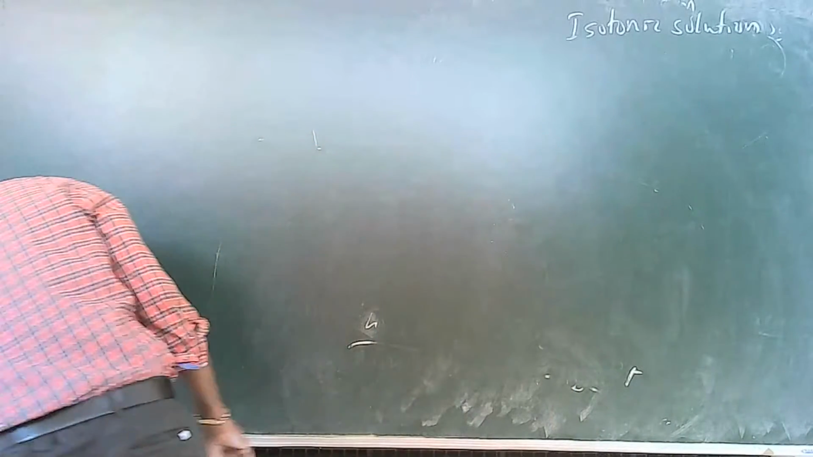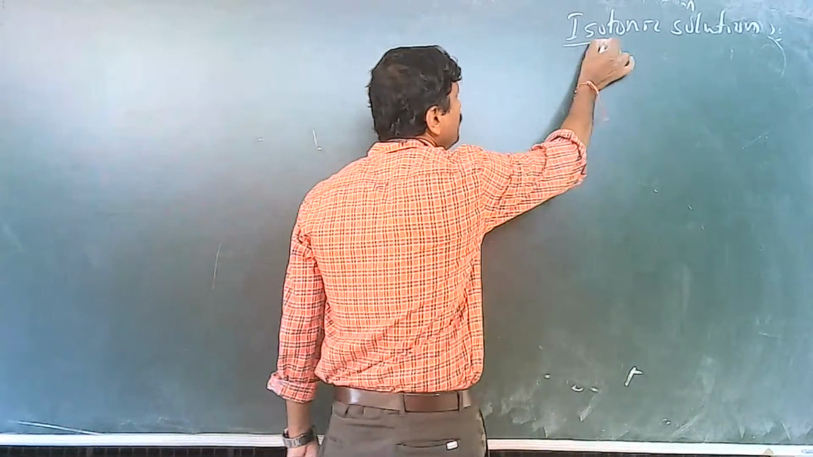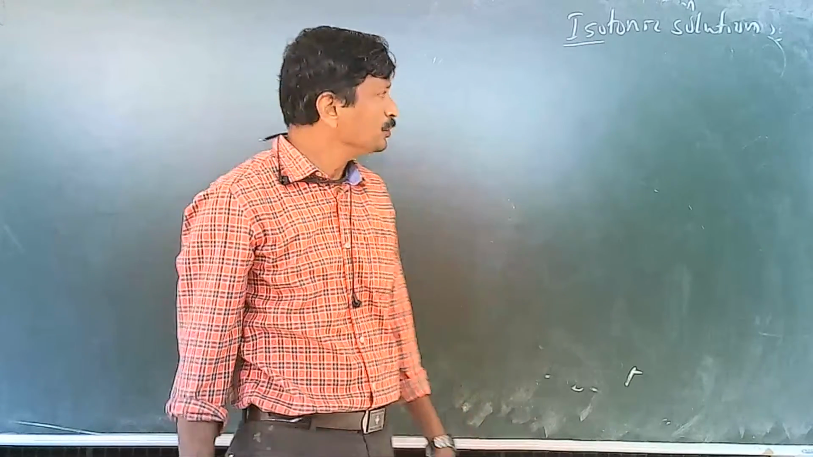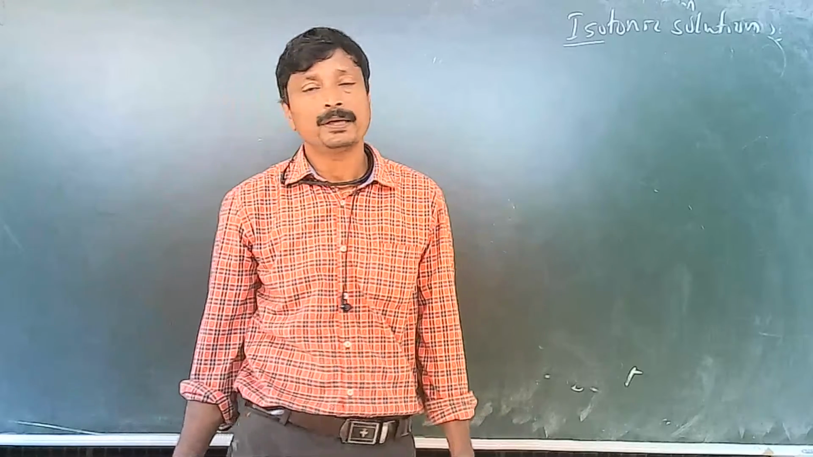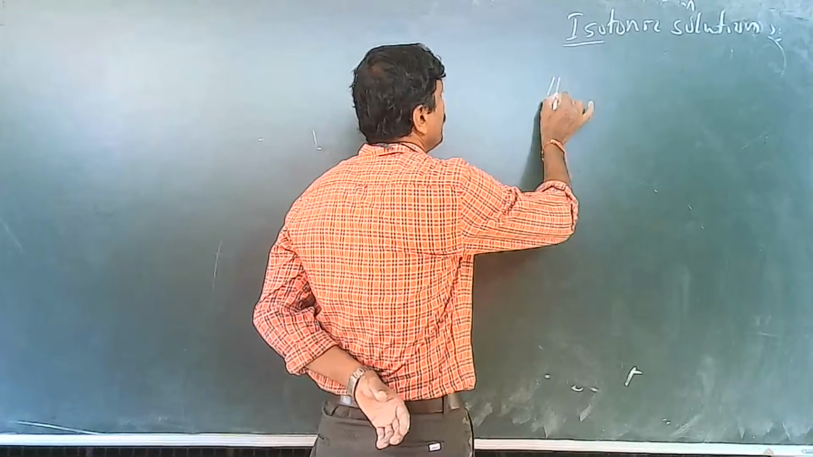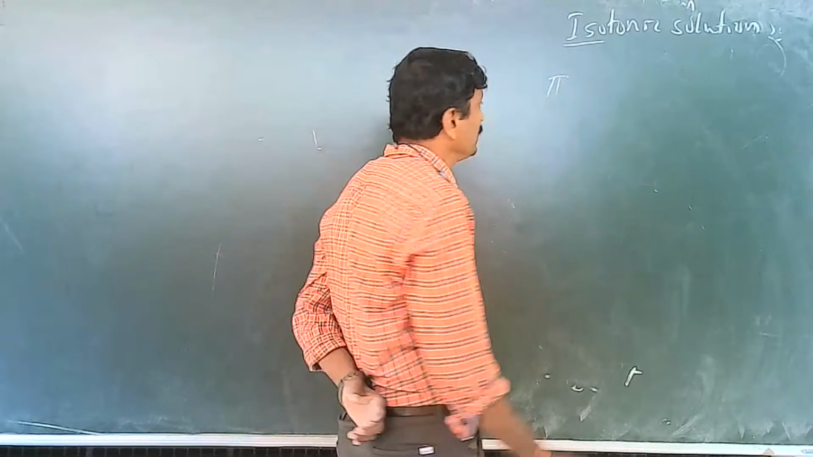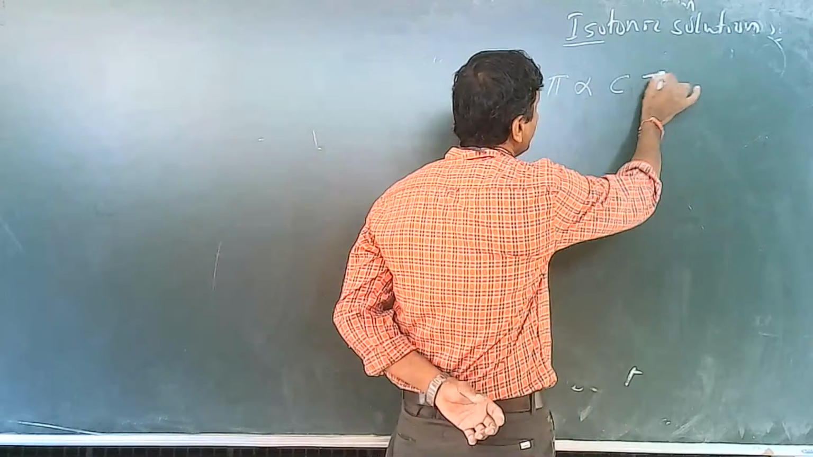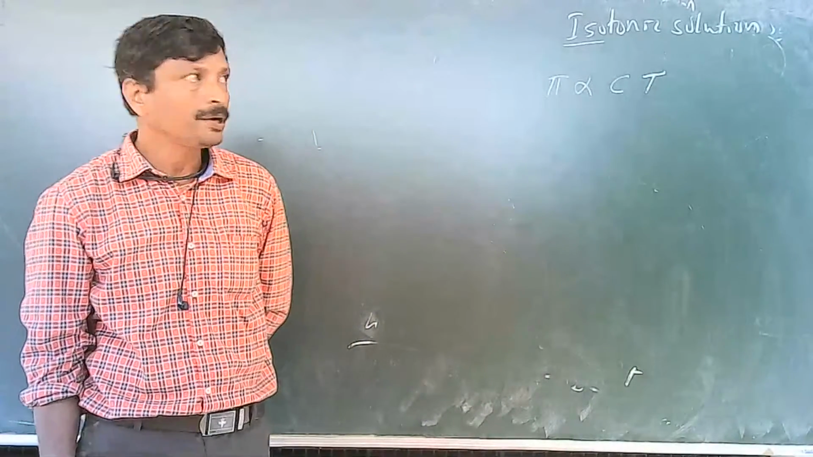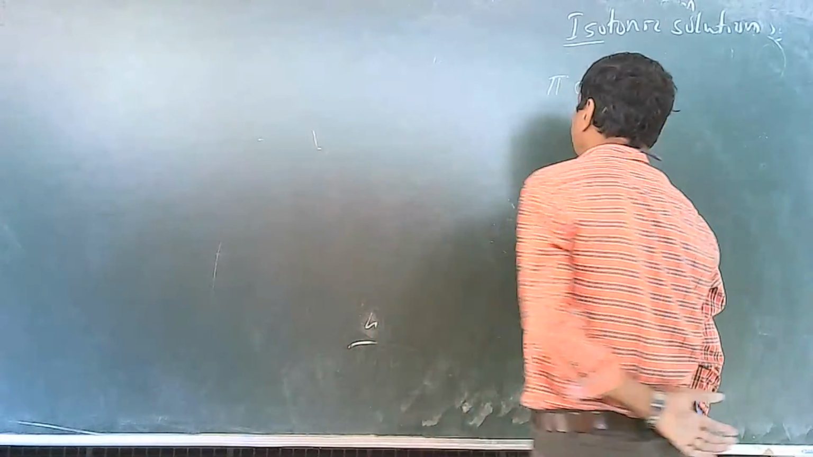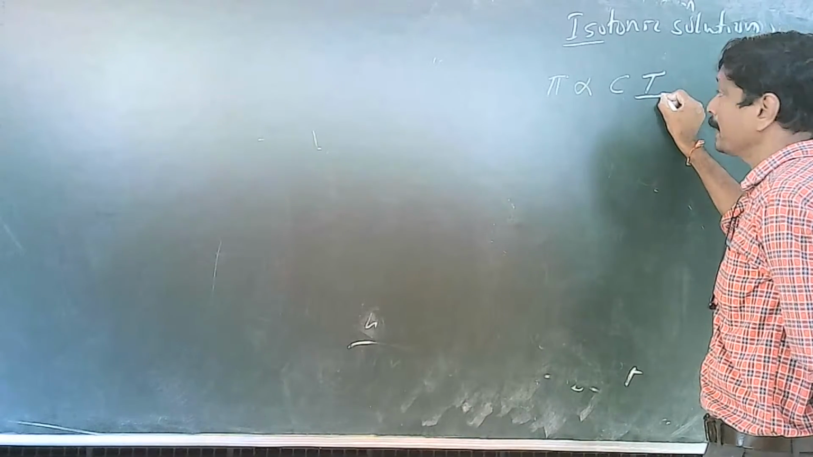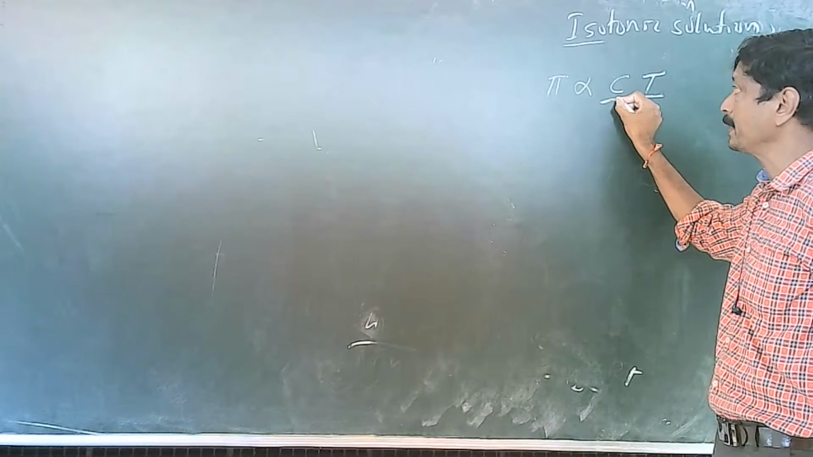Isotonic solution. You already know that iso means same. Tonic means pressure, osmotic pressure. Two solutions having the same osmotic pressure at a given temperature are called isotonic solutions, because osmotic pressure is directly proportional to concentration and temperature. At a given temperature, osmotic pressure depends upon the concentration.